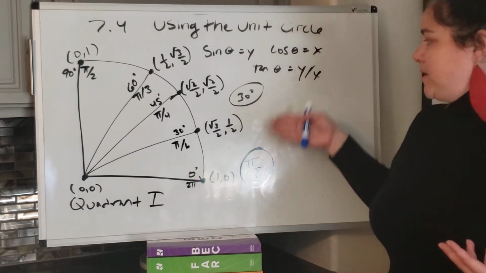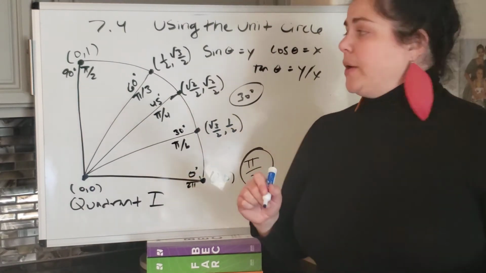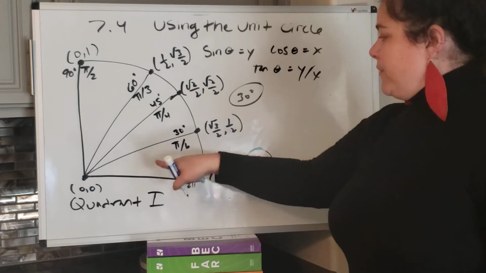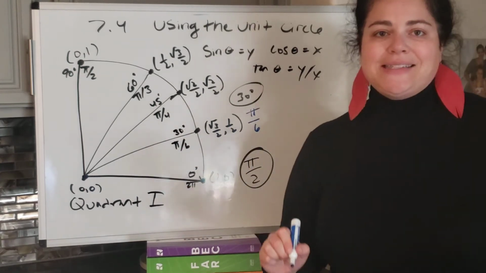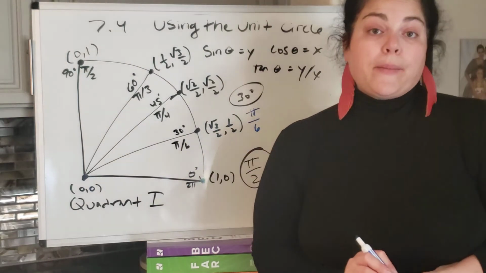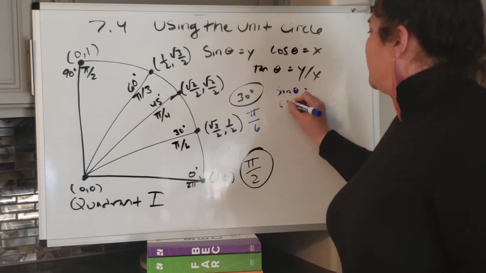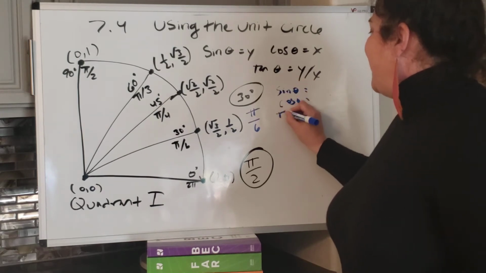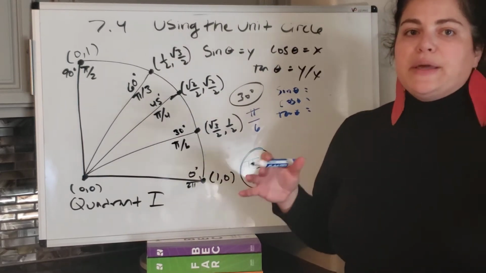I just wanted to talk about two examples just so that you could kind of see how that works out really quite simply. So 30 degrees is our first one. And remember guys, 30 degrees is pi over 6. That is the same thing. They're interchangeable, so we want to make sure that we remember that. So we're doing sine of theta, cosine of theta, and tangent of theta. Literally all I'm doing is looking at those coordinates.